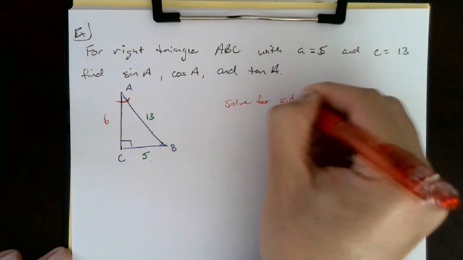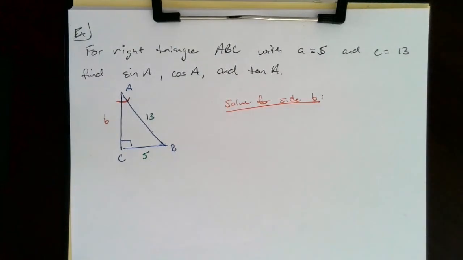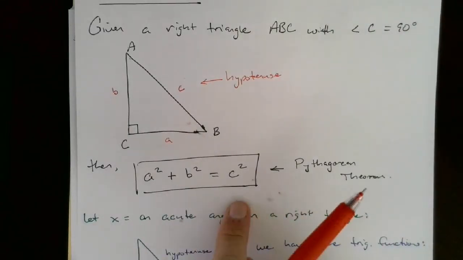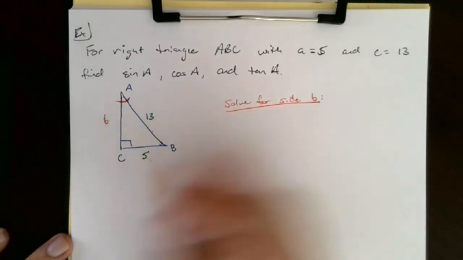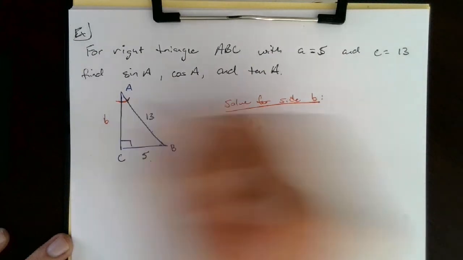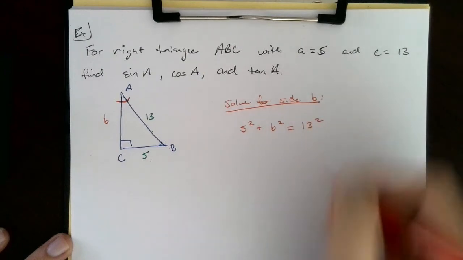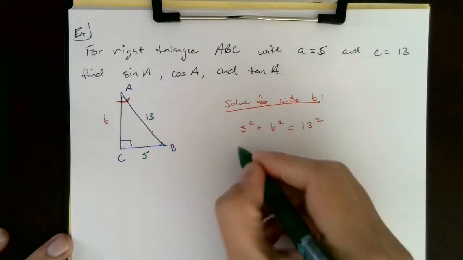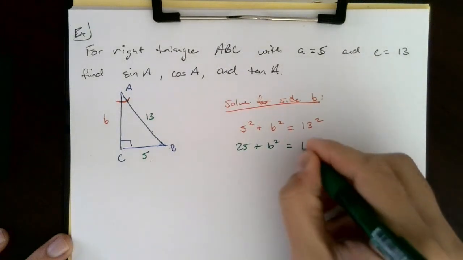All right, so I'll solve for side b. Now to solve for this side, remember for a right triangle, it has to be a right triangle, we have a special relationship between the sides, which we mentioned on the previous page. It's the Pythagorean Theorem. So if you know two of the sides, you can always find the third. Solving for b, it's the leg squared, so 5 squared, plus the other leg squared, b squared, equals the hypotenuse squared, so 13 squared. The hypotenuse always has to be on the side by itself when you're squaring it. So 5 squared is 25, plus b squared equals 13 squared, which is 169.